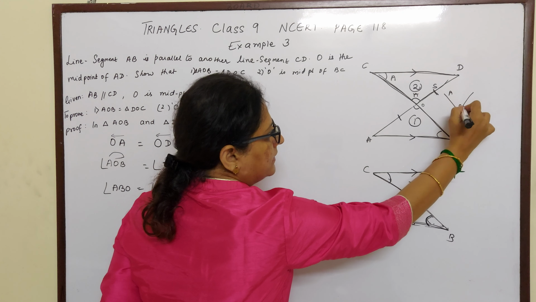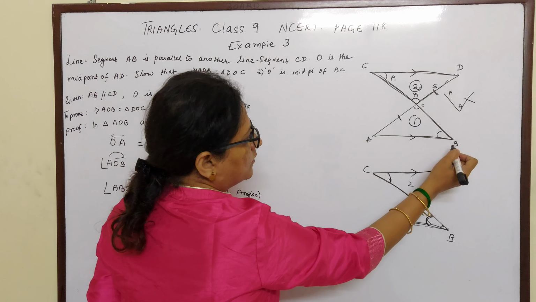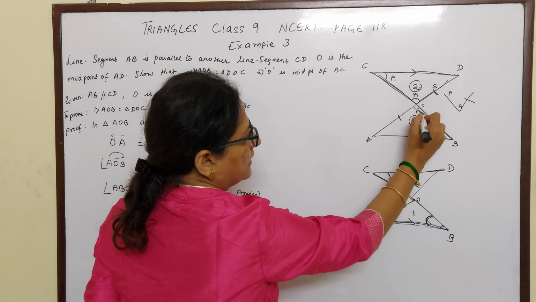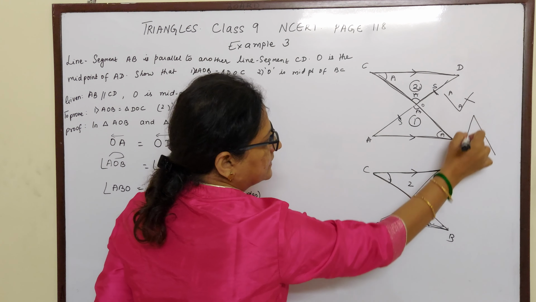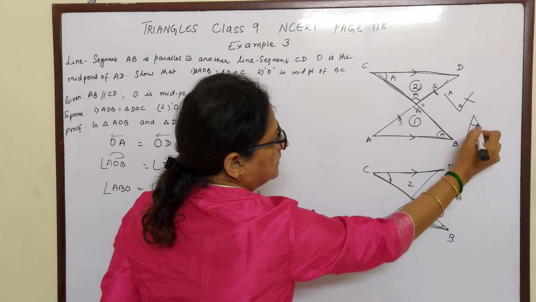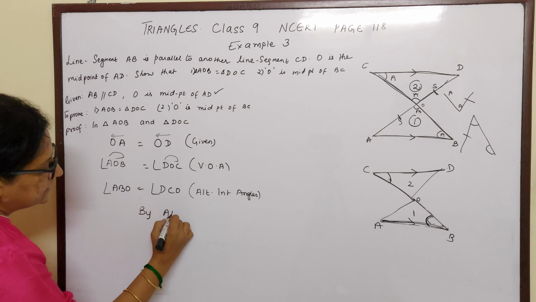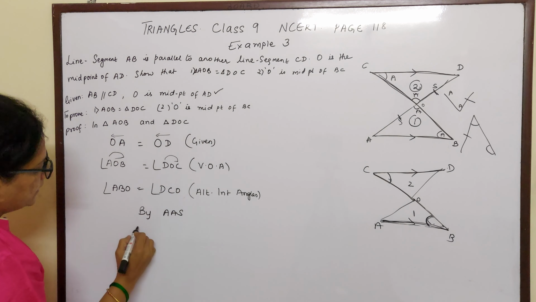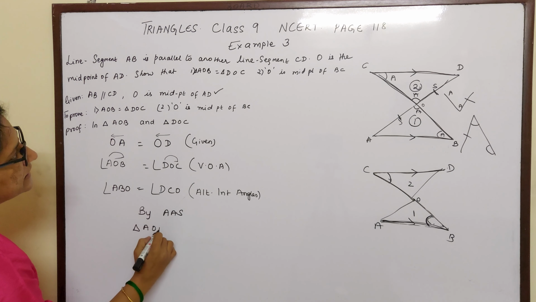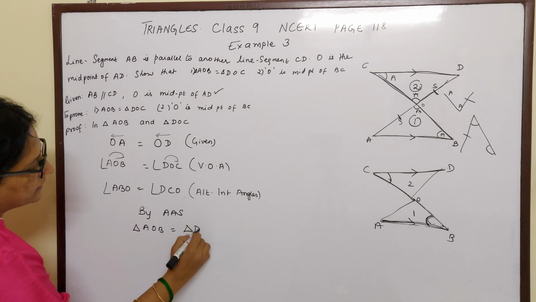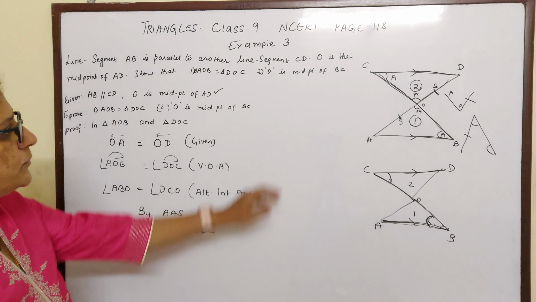Angle, angle and side. In here also if you see, angle, angle, side. Here they are forming this pattern. Angle, angle and side. So you can say by the angle, angle, side rule, these two triangles are congruent. Triangle AOB is congruent to triangle DOC. Now we have to prove this.